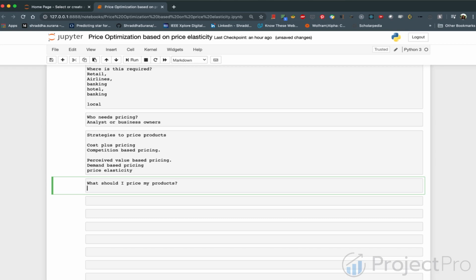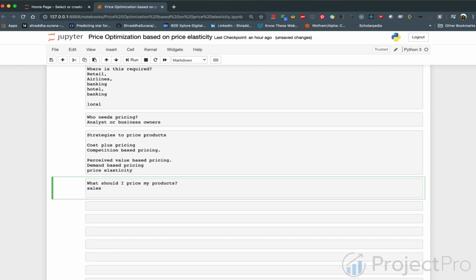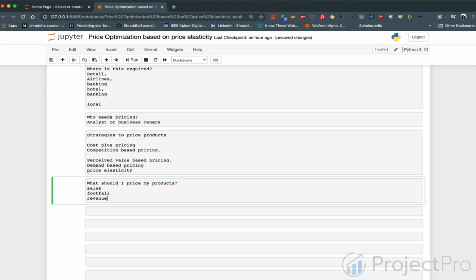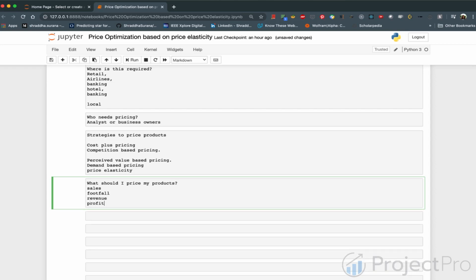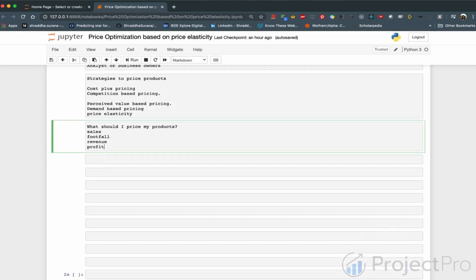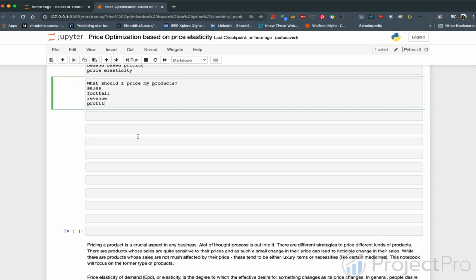So we discussed things like whether you want to increase your sales, whether you want to increase your footfall, whether you want to increase your revenue, or whether you want to increase your profit. Now, while the others are pretty straightforward to understand what strategy to go for, whether you want to increase sales, footfall, or revenue, pricing to optimize profit is what we will be discussing in this series.